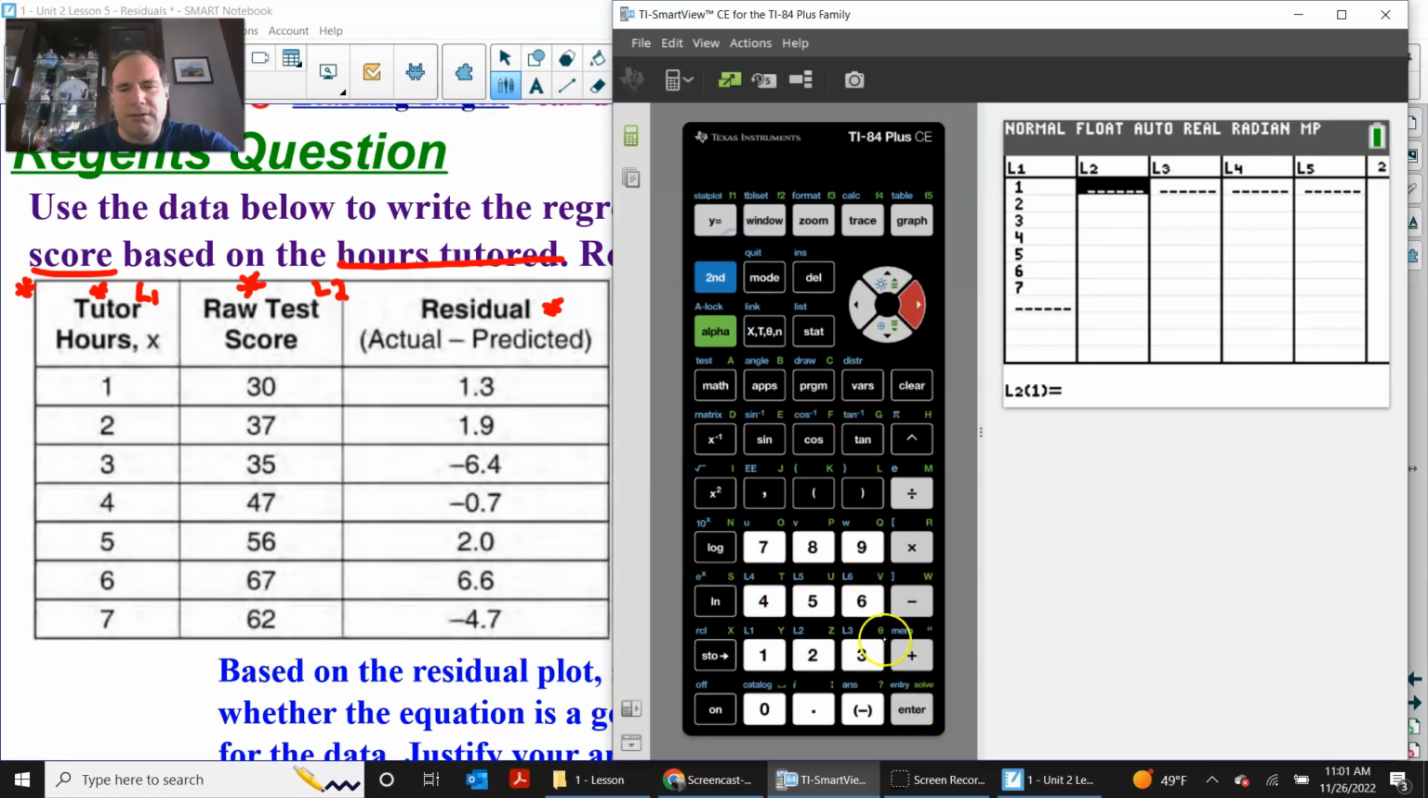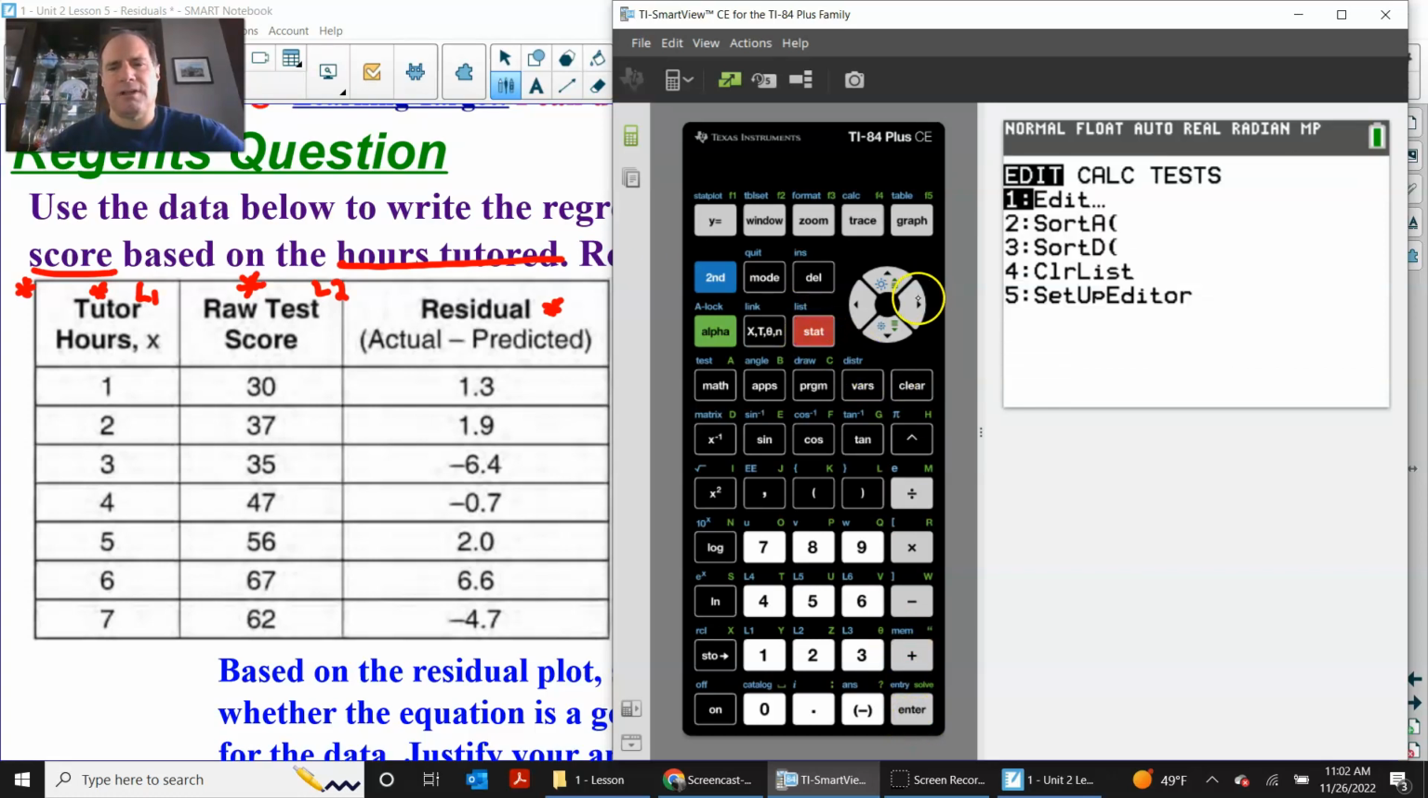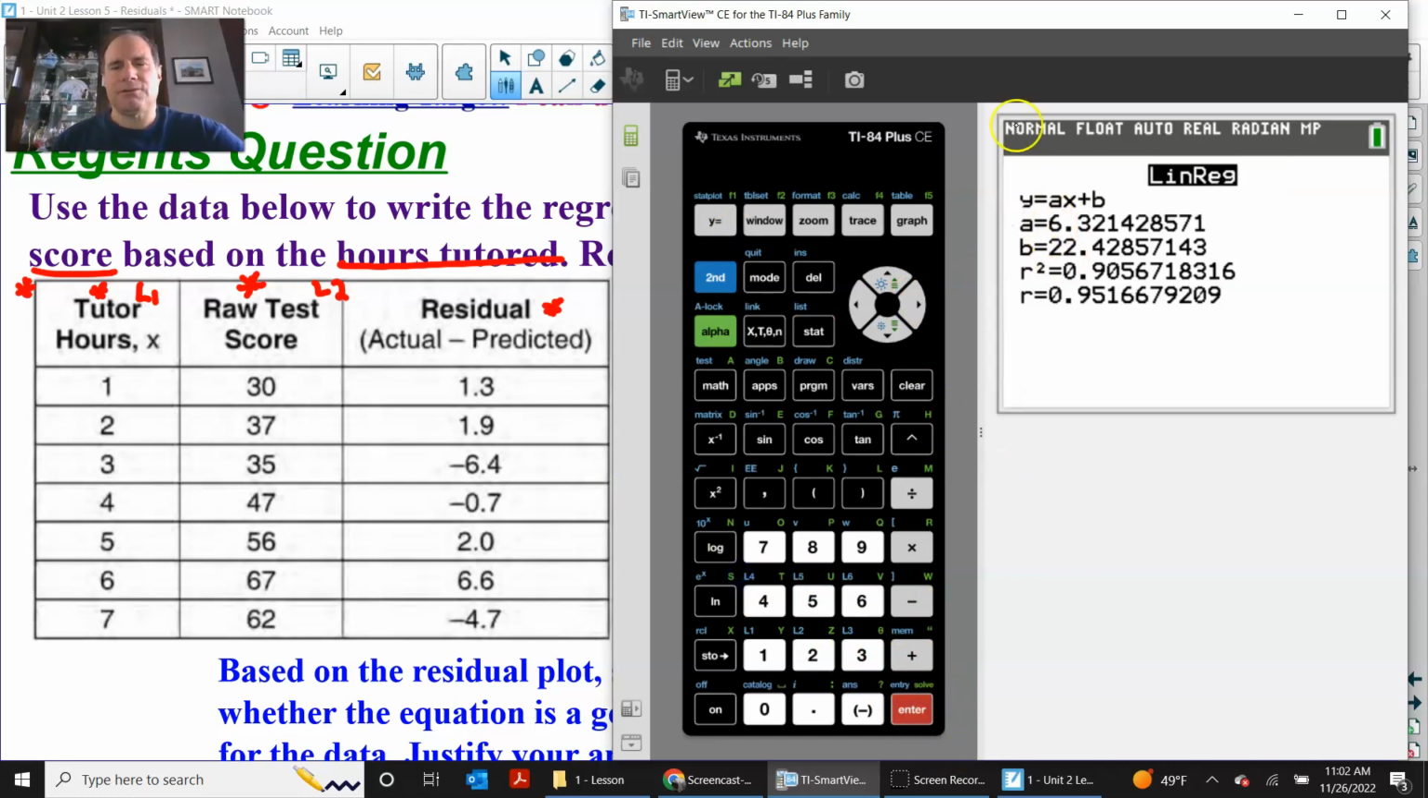Then in L2, we're going to have 30, 37, 35, 47, 56, 67, and 62. All right, we're going to press stat, and then go over to calc. We're going to press 4. We're going to press enter 5 times, and we're going to get those values, including 6.32.